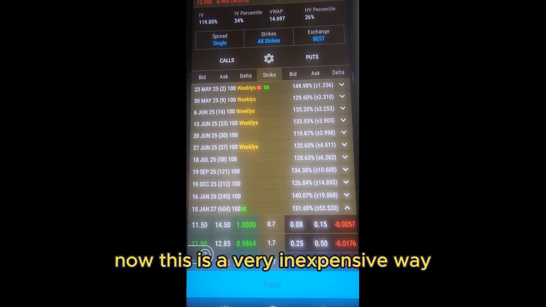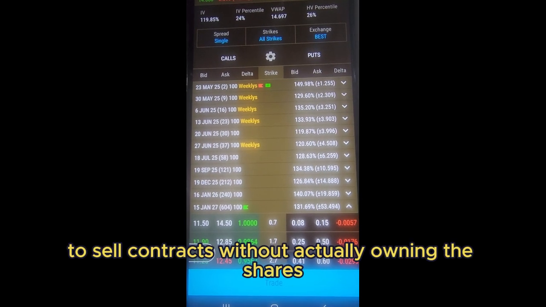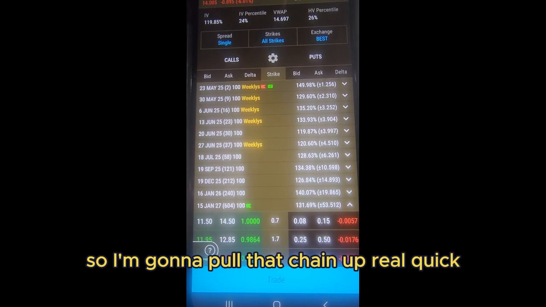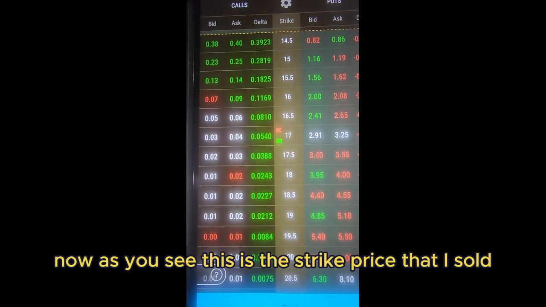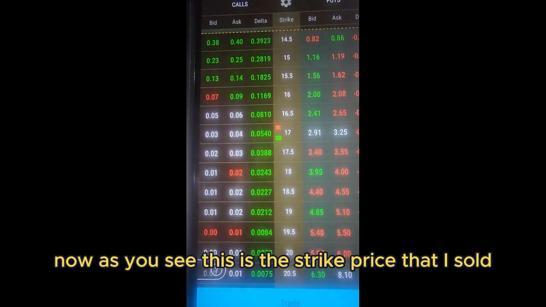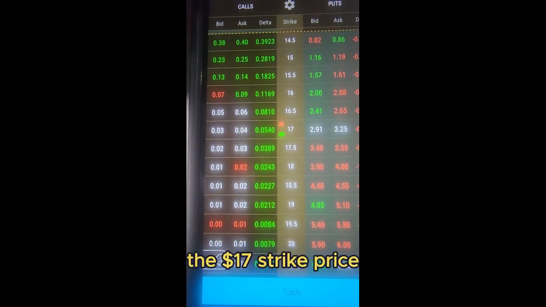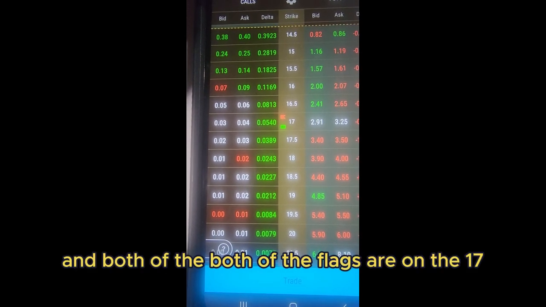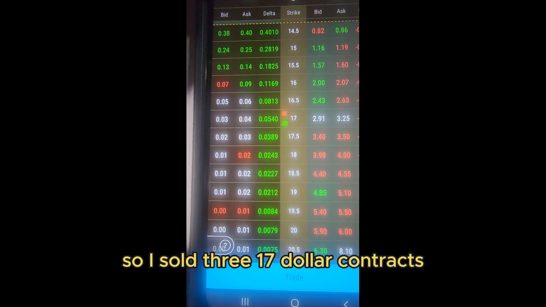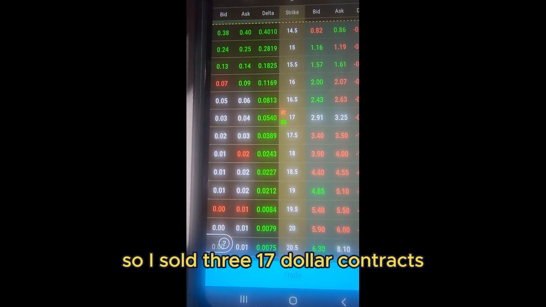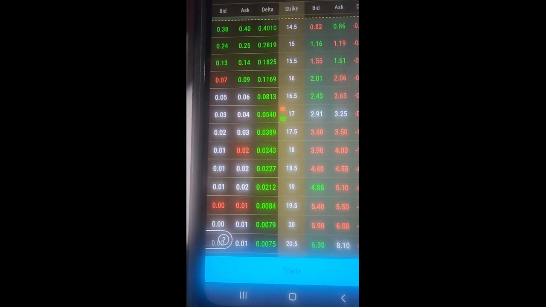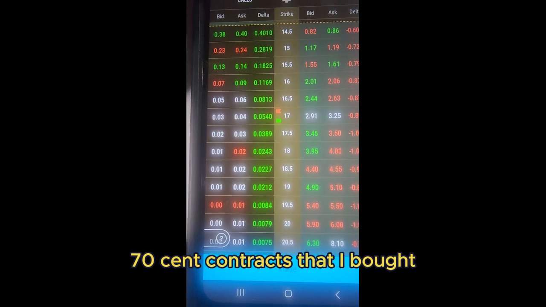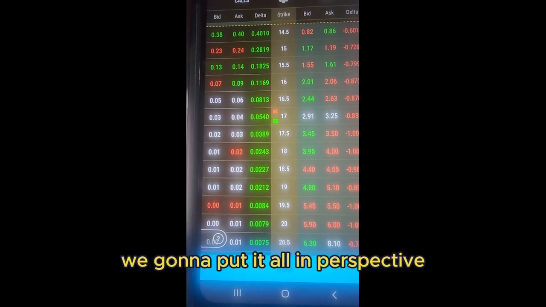Now, this is a very inexpensive way to sell contracts without actually owning the shares. So I'm going to pull that chain up real quick. Now, as you see, this is the strike price that I sold, the $17 strike price, and both of the flags are on the 17. So I sold 3 $17 contracts, and they're secured by the $10.70 contracts that I bought. We're going to put it all in perspective.